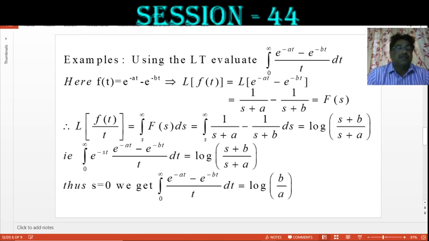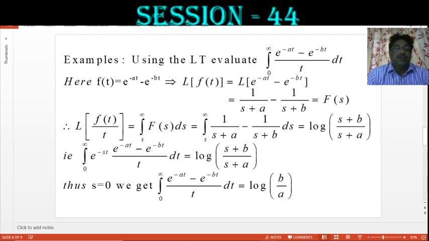This is f of s. Therefore, L of f of t divided by t is equal to the integral from s to infinity of f of s ds, using that previous theorem. The integral from s to infinity of 1 upon s plus a minus 1 upon s plus b ds, that is log of s plus a minus log of s plus b. Then, using the logarithmic property, it becomes log of (s plus a) divided by (s plus b), and putting in the limits of integration, we get log of (s plus b) divided by (s plus a). Okay, we are getting it like that.